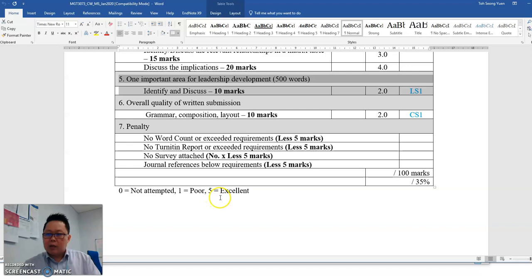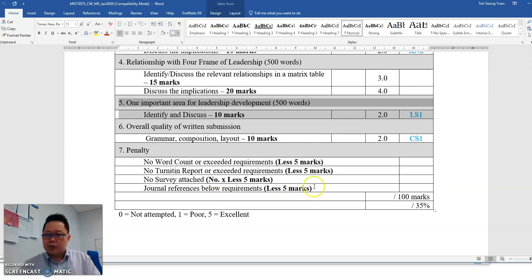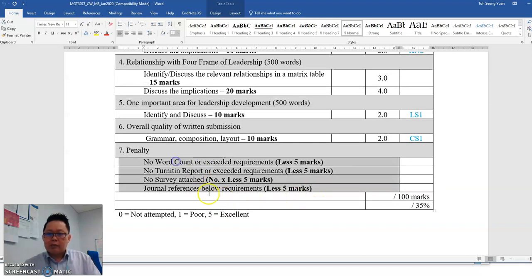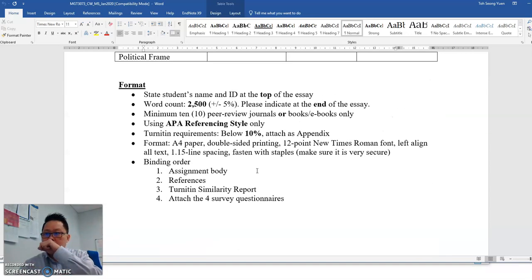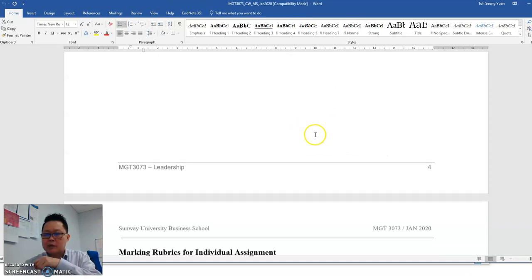Okay, so lastly, just want you to take note about the penalty. What you should do is state the word count. Make sure you don't exceed 2005. I think I have given you a leeway of plus or minus 5%. Make sure you attach the Turnitin report. Don't exceed the requirement. I think it's 15%. If I'm not mistaken, you go and check on your own. Let me just check quickly. It says here, Turnitin is 10%, sorry, 10%, and print it out and attach to the appendix.